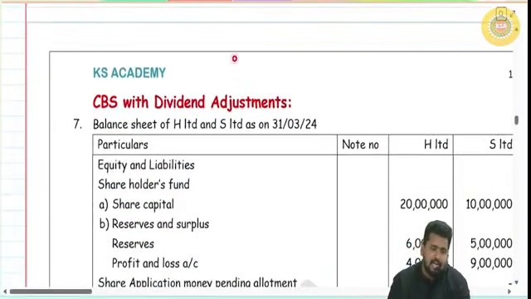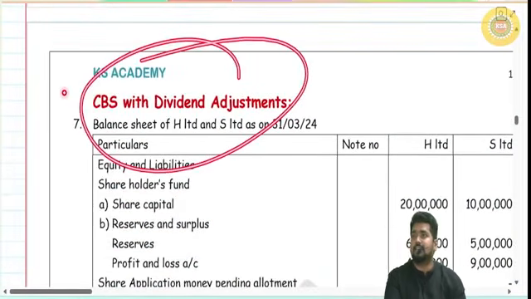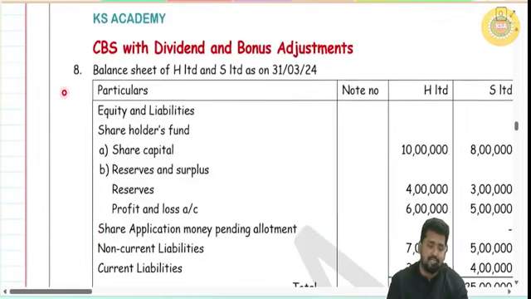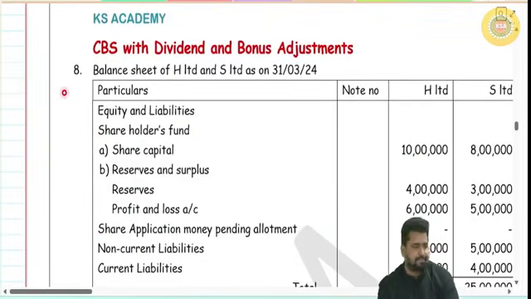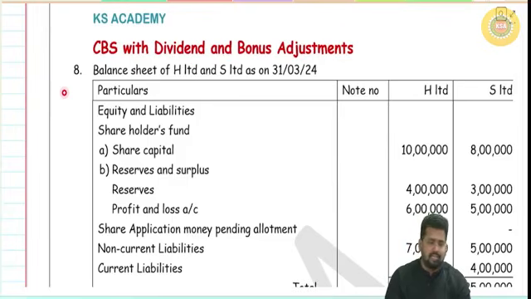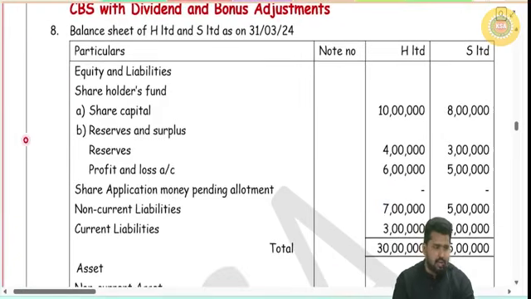Clear? Then the last most important one, consolidation with bonus and dividend adjustments. Bonus and dividend adjustments. Clear? Now, bonus and dividend adjustments, quickly I will take you through that.